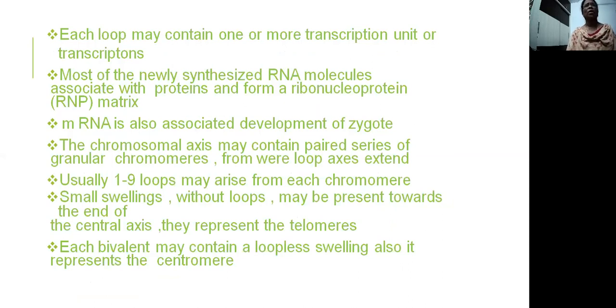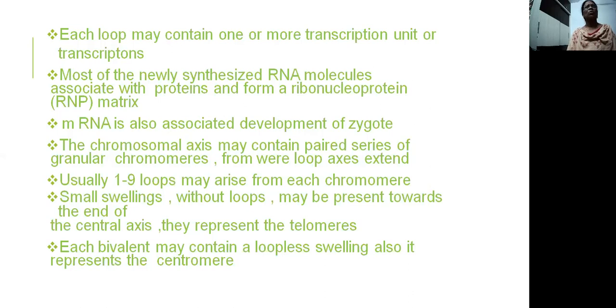Each loop may contain one or more transcriptional units or transcriptons. Most of the newly synthesized RNA molecules will be associated with proteins and form a ribonucleoprotein matrix. This mRNA is also associated with the development of the zygote. The chromosomal axis may contain a paired series of granular chromomeres from where the loop axis extends.